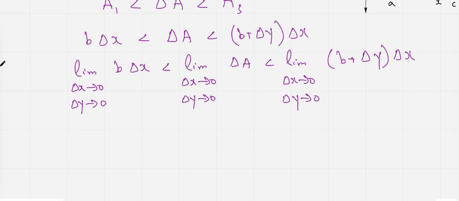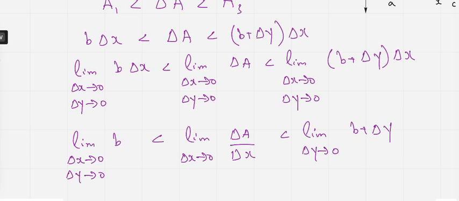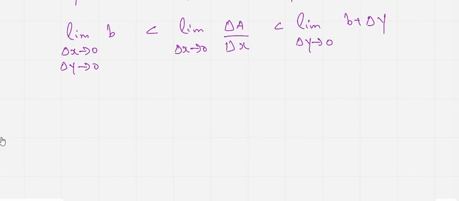So what we do, first of all, we are going to divide the entire inequality by our del x. So it is going to be something like this. So it will be del a upon del x, and this will be b plus del y. Alright, and then we can simply write the corresponding limit over here. And in the lower bound, we simply have the constant value b. So even when we apply the limit, there is going to be no impact on the lower bound, because over here we simply have b.